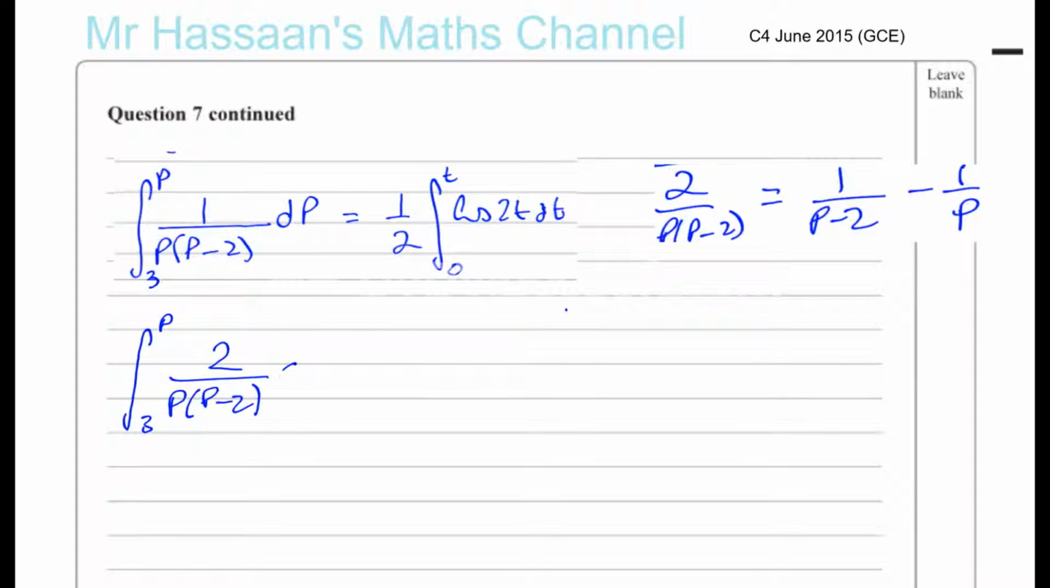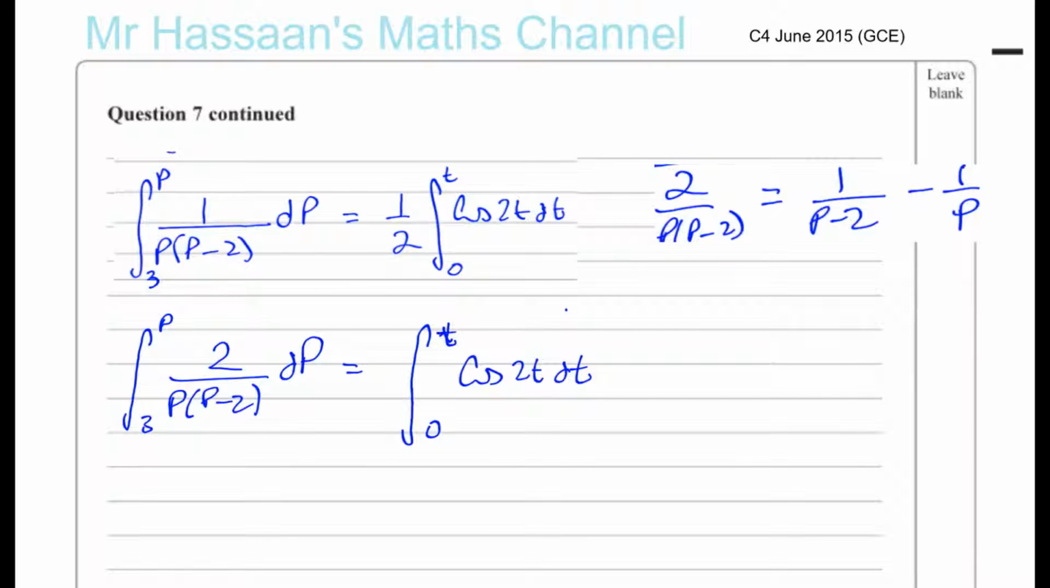It's always a good idea to check back and see if what you got here is the same as what you split up in the beginning, because there might be a little situation like that. So here, I don't have the half anymore, and I have t and 0 and cosine of 2t with respect to t.